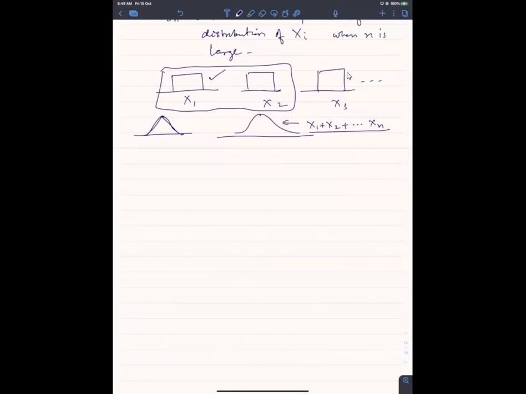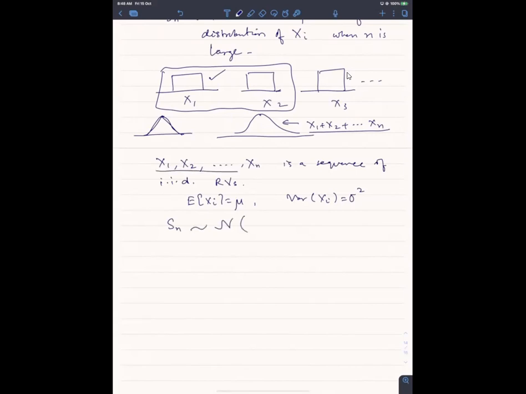So formally, x1, x2 dot dot dot up to xn is a sequence of IID random variables. Expected value of xi is mu, and variance of xi is sigma square for each of them. And they are independent, identically distributed. Then Sn has a distribution which is normal with the same mean as this guy. Sn is defined to be x1 plus x2 plus dot dot dot up to xn. ये n of these, इनका जो sum है वो ऐसा है. For large n, Sn की जो distribution होगी would be, Sn का हमने mean पहले निकाल लिया है, n times mu, and the variance is n times sigma square.